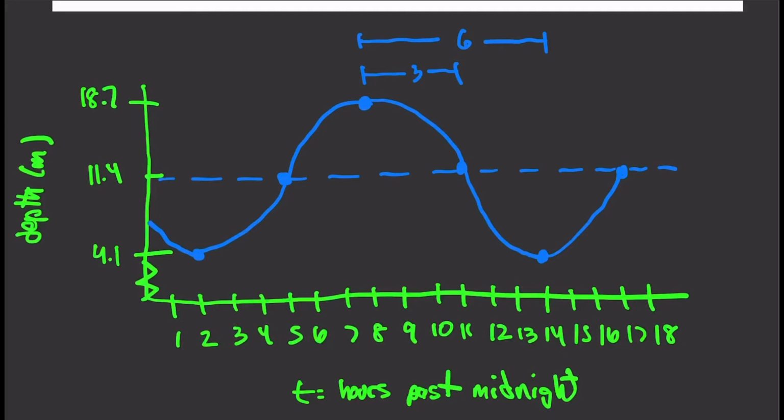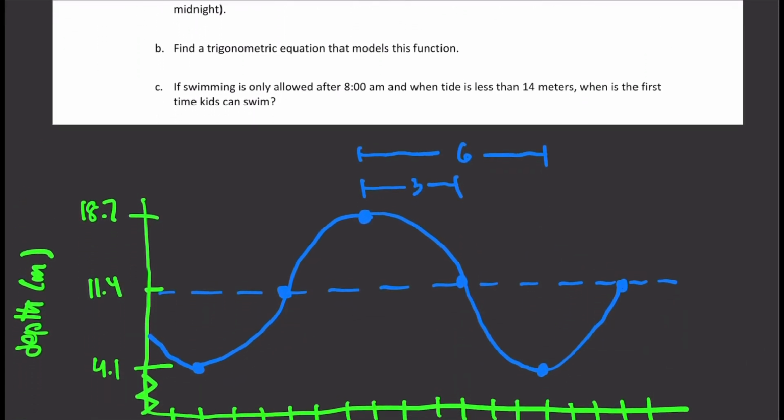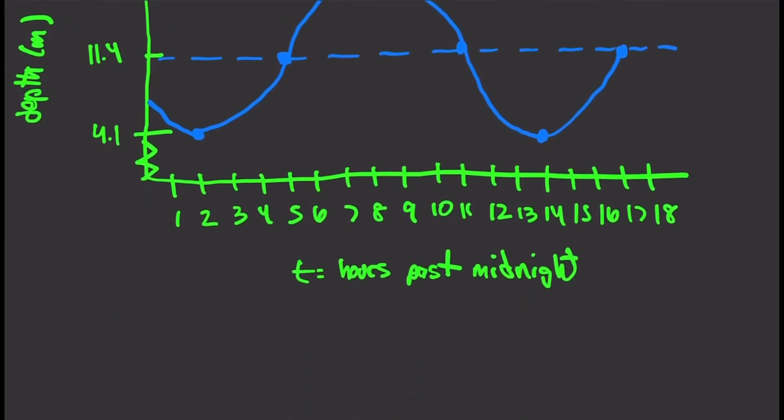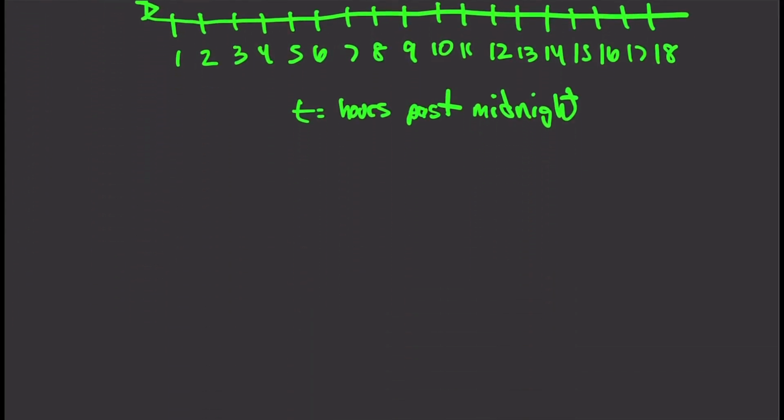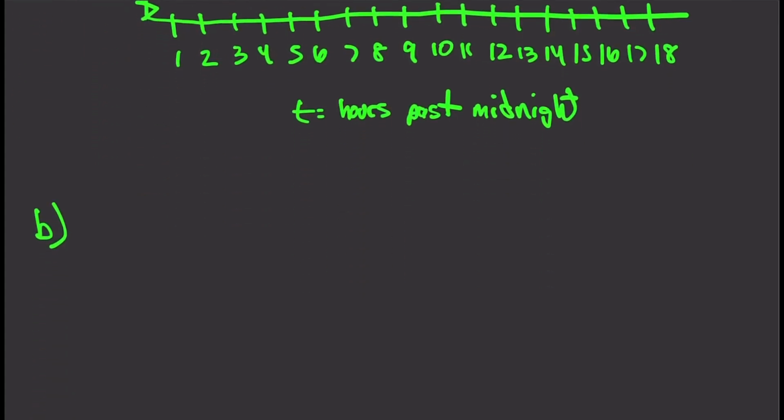That's part A. Now what I need to do is come up with the equation. Okay, so I've answered that. Sketch and graph. Yep. Find a trig equation that models this function. All right, so part B. What I need to do is I need to find the amplitude. So again, remember amplitude is simply the distance between these two right here. You can subtract those. That's pretty simple math. My amplitude was 7.3.